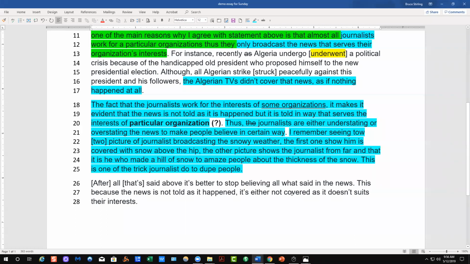said above, it's better to stop believing all what is said in the news. Right? So the question is taking a break. The question is not believing or not believing the news. It's taking a break from the news.